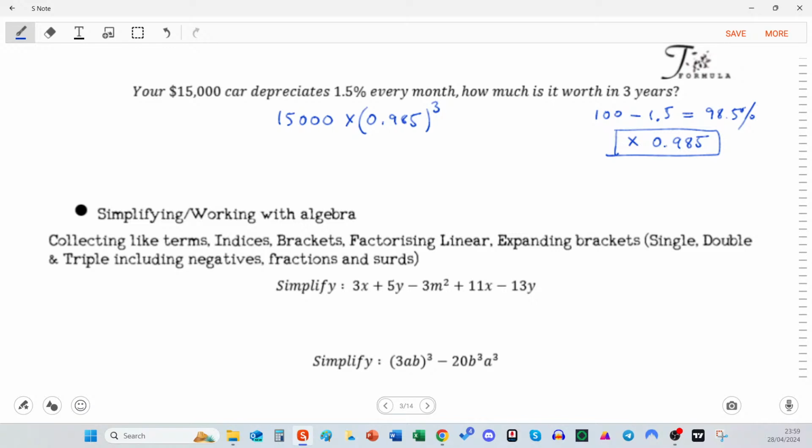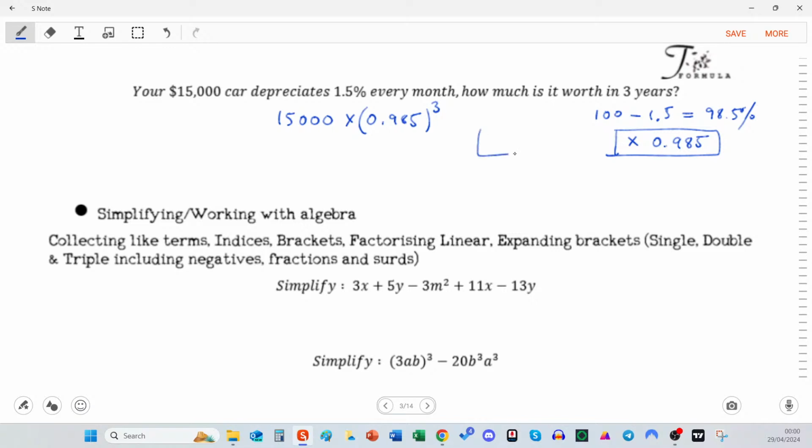And this is your standard setup. This is the original amount. I don't know if I should generalize this too much. Let's call it O, multiplied by the decimal multiplier that's going to represent the change in percentage to the number of years. This is a standard setup for this type of question. And now we just have to put that in a calculator. So that's 15,000 multiplied by, open bracket, 0.985 to the power 3.